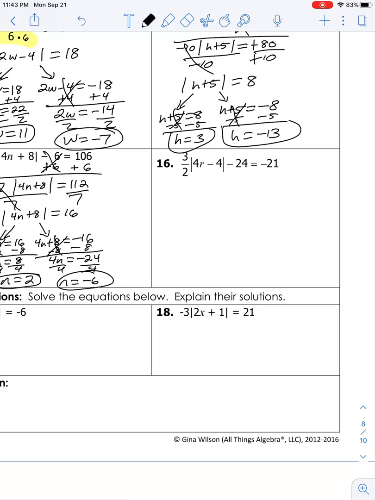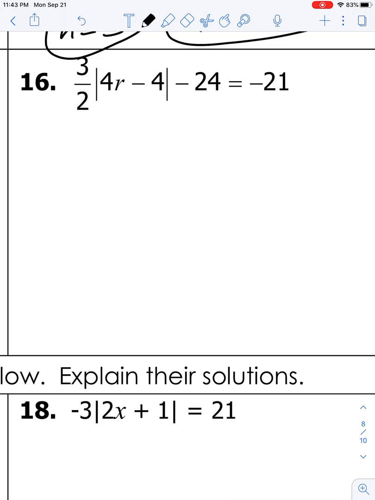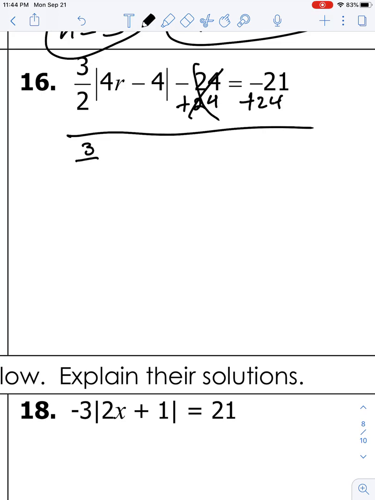Here's a fun one. Okay, number 16. Same process. All right? So first thing we want to do is we want to get rid of the negative 24. So we're going to add it to the other side. And we're going to have to make sure we watch our negatives here. All right, so we get 3 over 2, and whoops, absolute value, 3 over 2 times the absolute value of 4r minus 4 equals negative 21 plus 24 is 3.